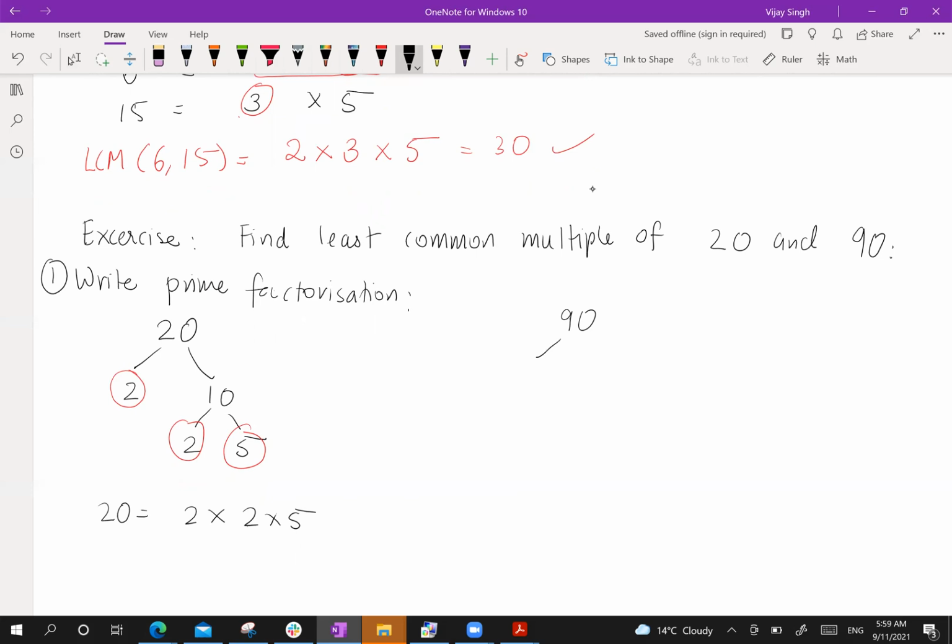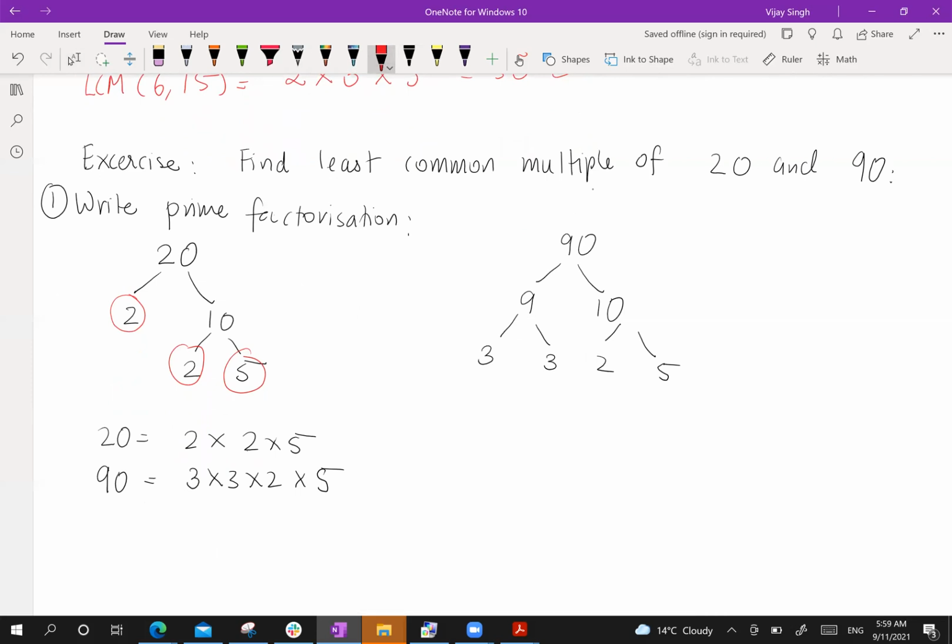Okay, good. Now let's look at the 90. So 90 is the same as, again, I want to do factorization. How do you want to do it? It doesn't matter. So let's say I can write it as 9 times 10. What is 9? 9 is 3 times 3. And 10 is 2 times 5. And these are all primes, right? So I have 90 equals 3 times 3 times 2 times 5.